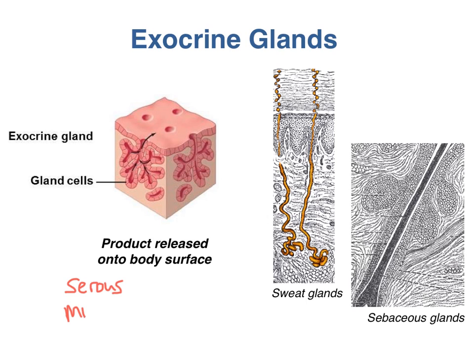Mucus glands secrete mucins, which are a little bit oilier and form a lubricating mucus. So the goblet cells of the large intestine, for example, are mucus glands, secreting a thicker, more viscous, lubricating substance. There are also mixed exocrine glands that contain both types of cells.